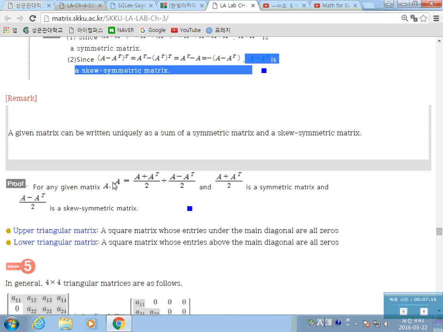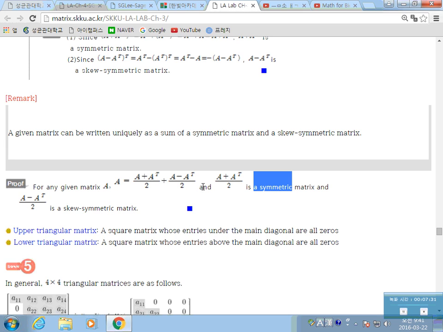Important fact is every given matrix is an addition of these two matrices. The first part is a symmetric matrix, and the second part is a skew symmetric matrix. So every matrix can be written as a summation of a symmetric matrix and a skew symmetric matrix. If you have any matrix, then you can split it into a symmetric part and a skew symmetric part, like this.